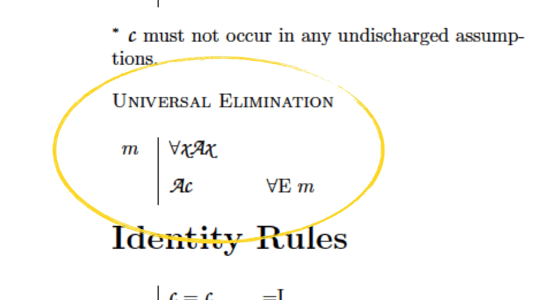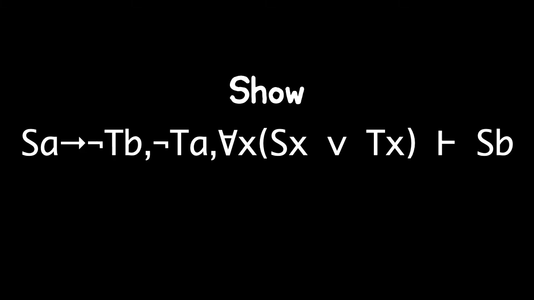This is what the rule looks like on the reference sheet. If you have a universally quantified sentence, you can remove the quantifier, you can eliminate it from the front of the sentence, write down the rest of the sentence, replacing that variable with a constant of your choice. Consider this example. Given Sa arrow not Tb and not Ta, and for all x Sx or Tx, we need to prove Sb.